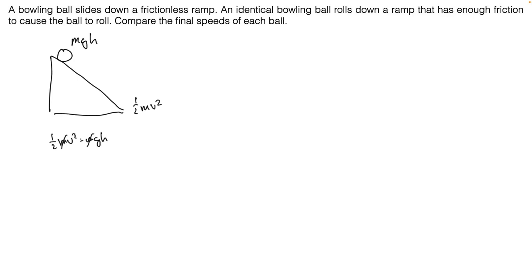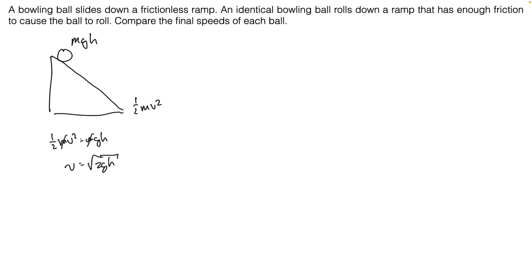Again, I'm going quickly, and I get square root of 2gh, because anything that's going down a frictionless ramp has speed square root of 2gh at the bottom. There's no friction and it starts at zero speed. How often do you see square root of 2gh? Like all the time. So if you are lost, if you are guessing, what should you guess?